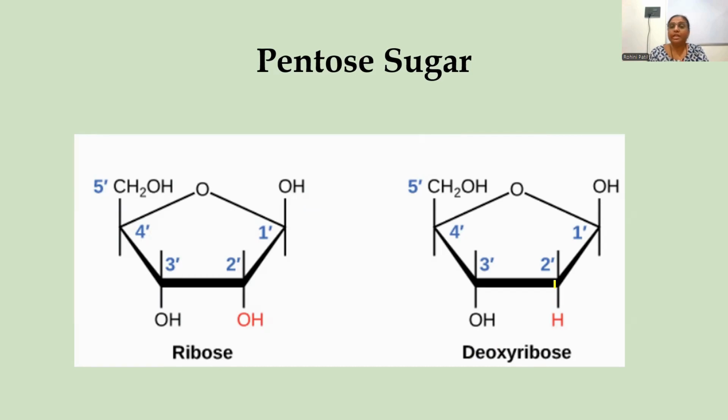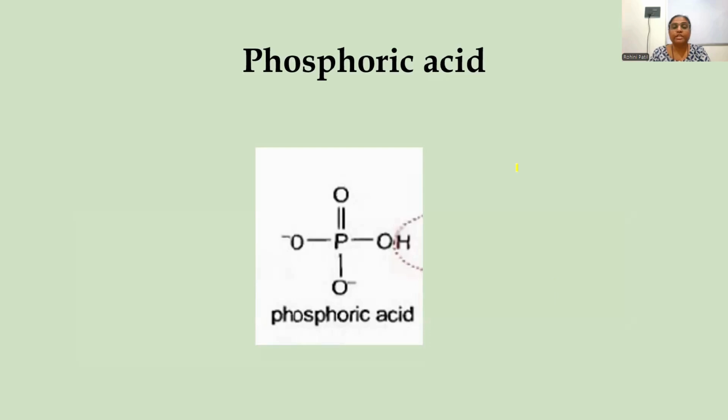So the ribose has OH at the 2' position, and in deoxyribose, there is no O at the 2' position. So this is a second difference between the DNA and the RNA, that the RNA consists of the ribose and the DNA consists of the deoxyribose. Now here it is a phosphoric acid from where the phosphate group is going to be taken up.